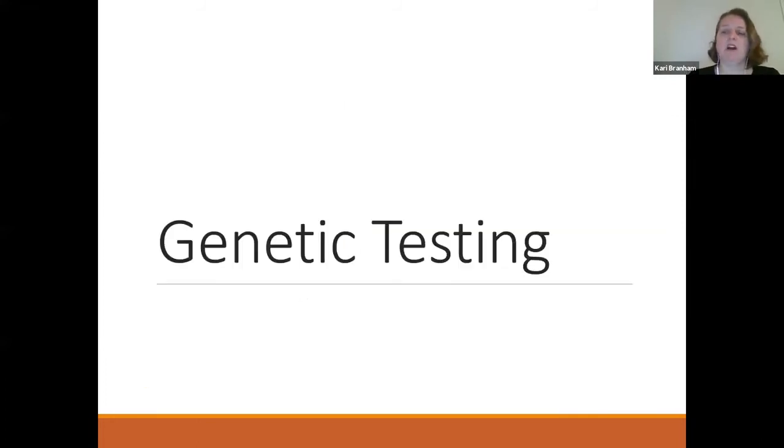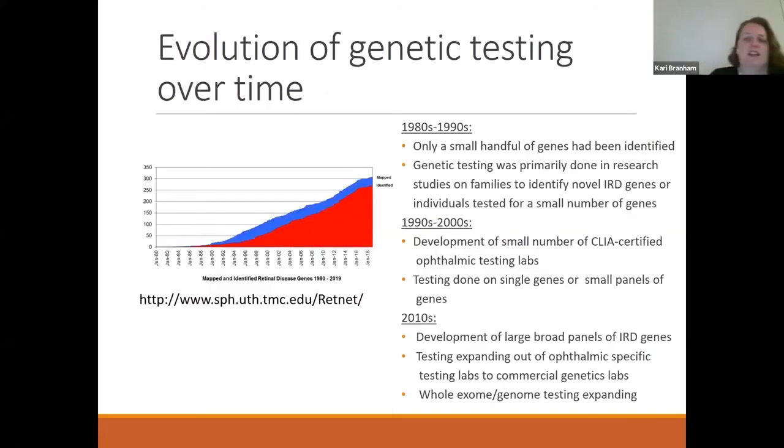So now just to talk a little bit about genetic testing. When we think about genetic testing in the inherited retinal disease clinic, it really has been an evolution over time of the type of testing that we're doing. Back in the 1980s, 1990s, if looking at the graph, we only had a small handful of IRD genes that had been identified. At this time, genetic testing was primarily done in research studies on families to identify new IRD genes, or individuals were tested for only a small number of genes because we only had a small number of genes during that time.